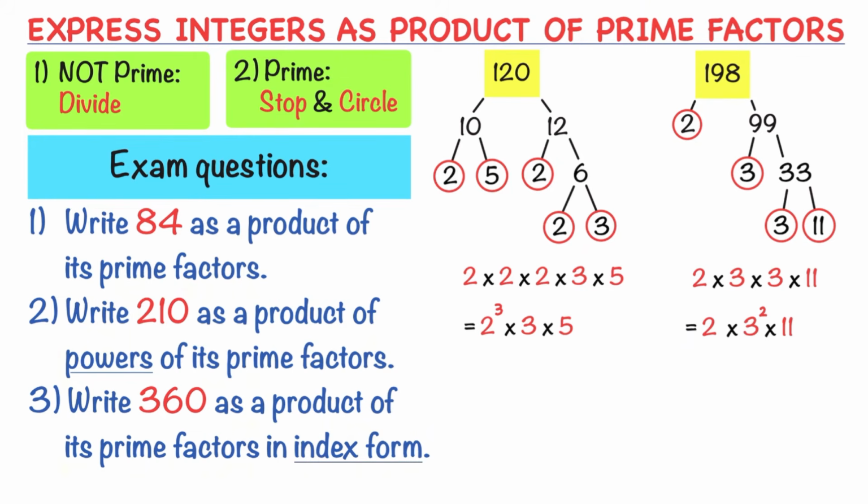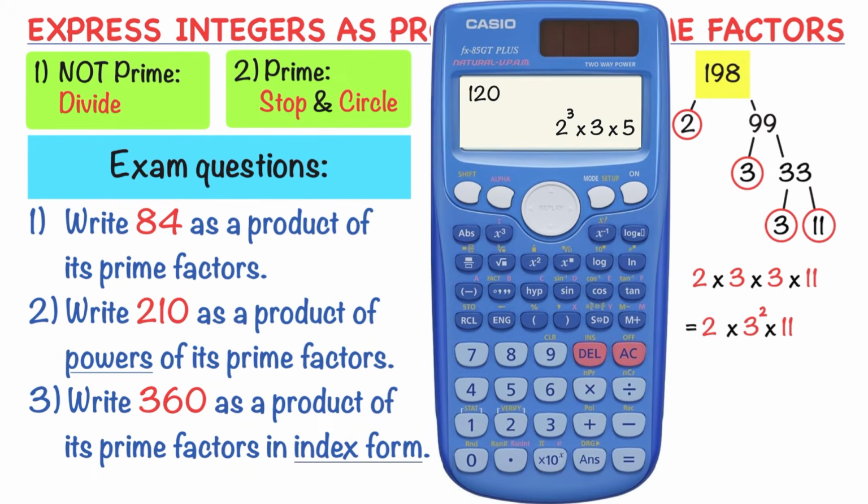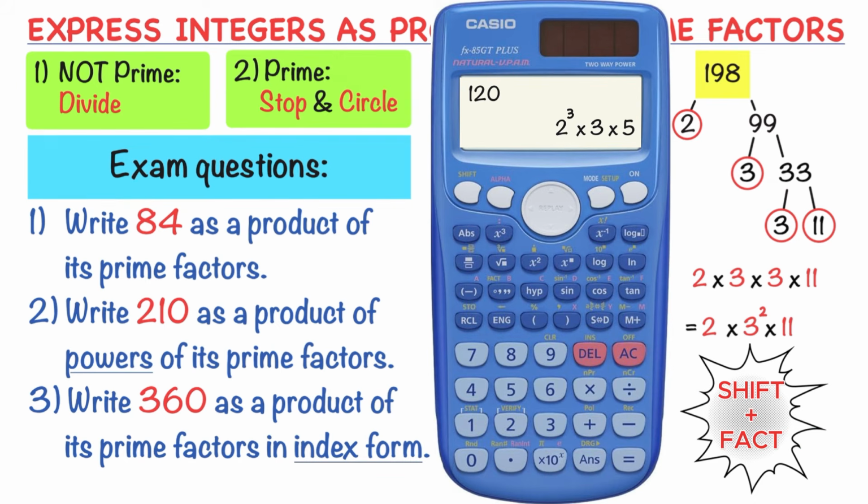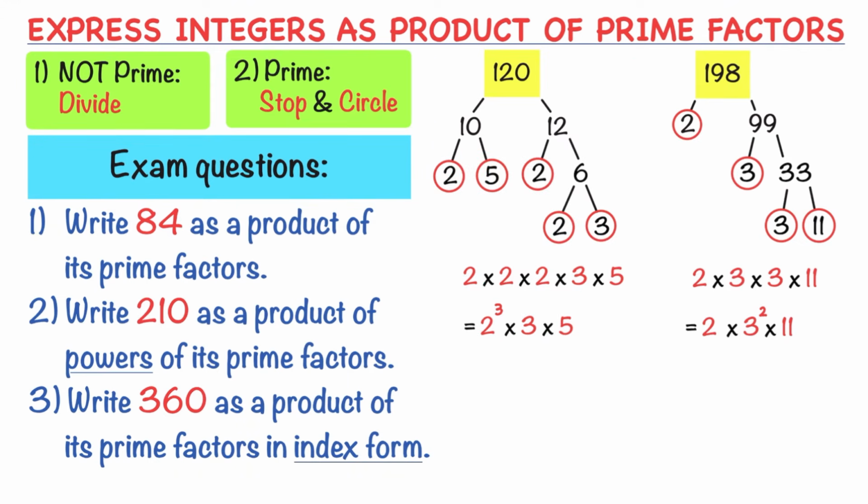By the way, many scientific calculators have a prime factorization function. On mine, I type the number 120, press equal, then press shift and fact. It shows the product of powers of prime factors. If your calculator is different, search your model online to see if it has this function.